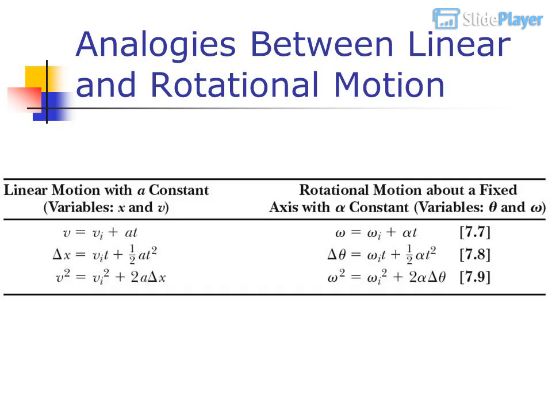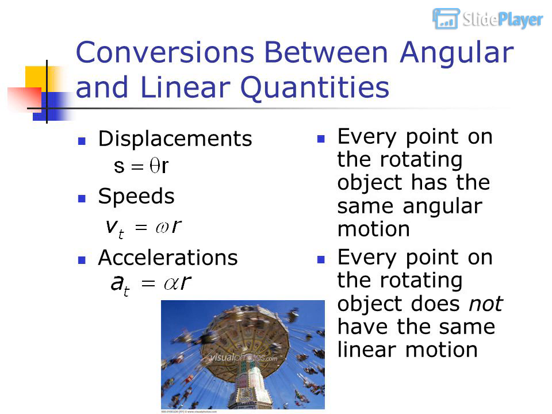Analogies between linear and rotational motion. Conversions between angular and linear quantities. Displacements, speeds, accelerations. Every point on the rotating object has the same angular motion. Every point on the rotating object does not have the same linear motion.